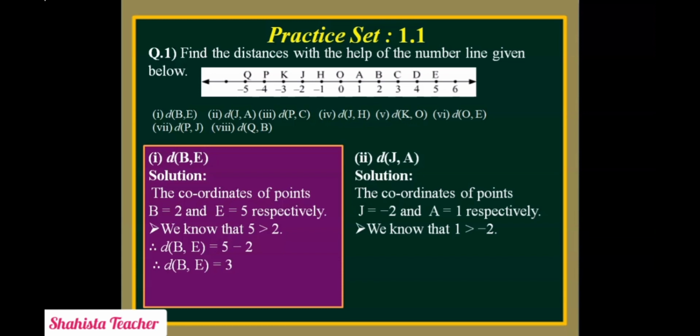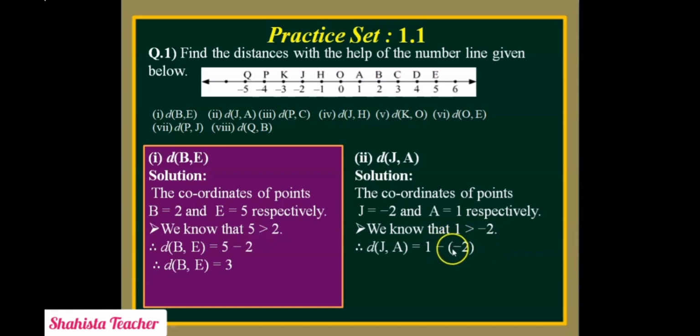Here, students, we have to write again the distance of J comma A. The number which is greater, we will write first, and that is 1. So 1 minus. Why minus? Because here we have to use the distance formula, so we put a minus sign here.